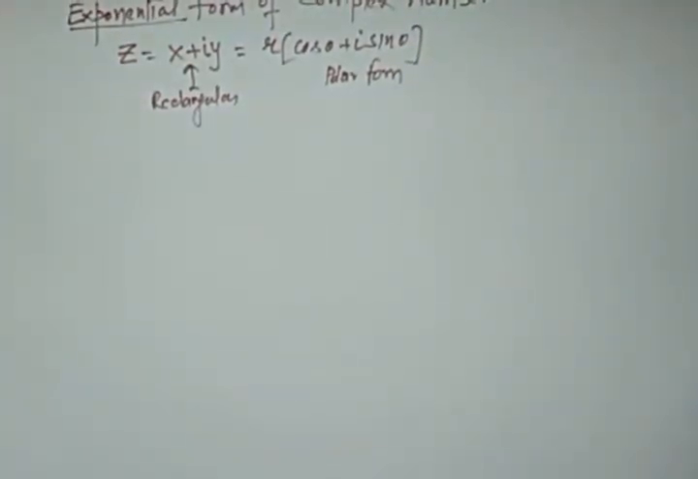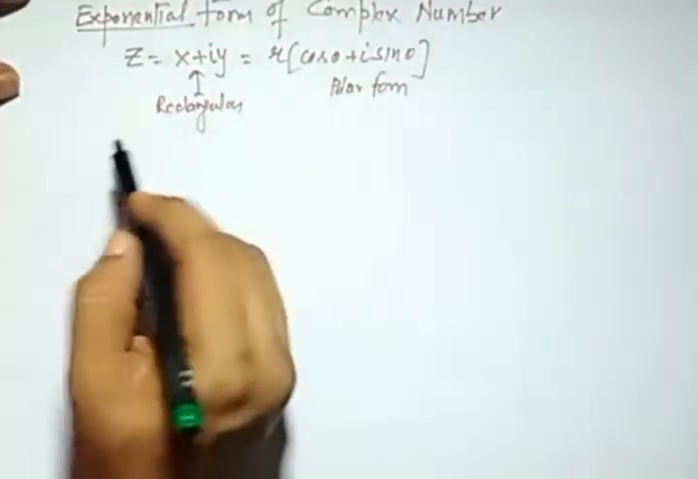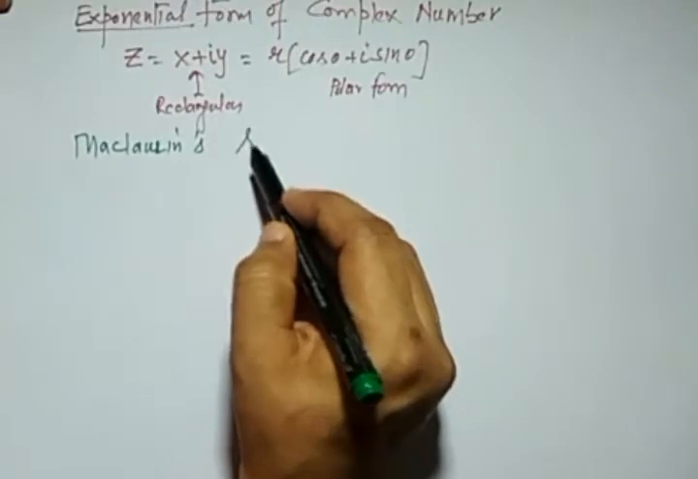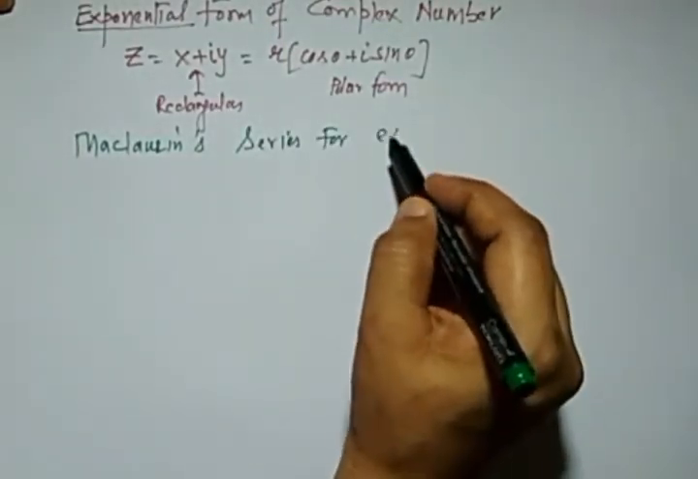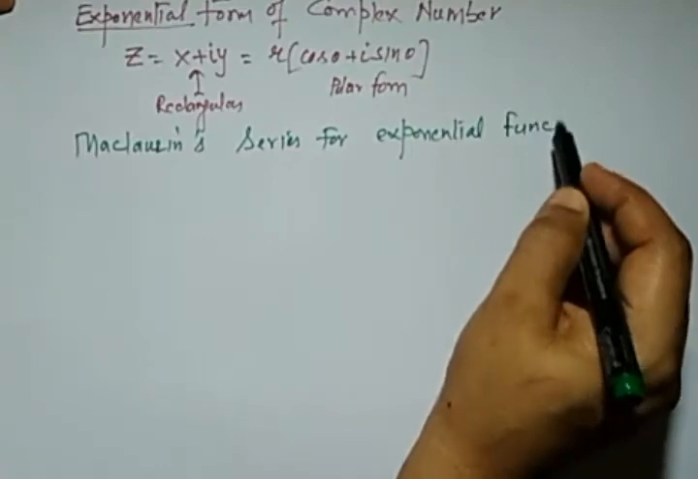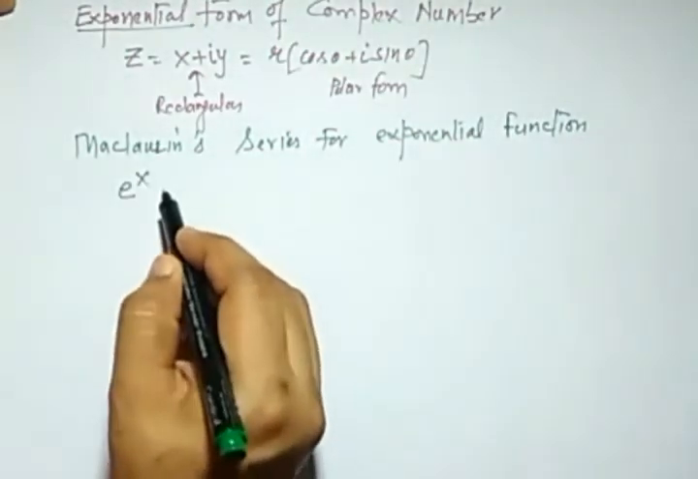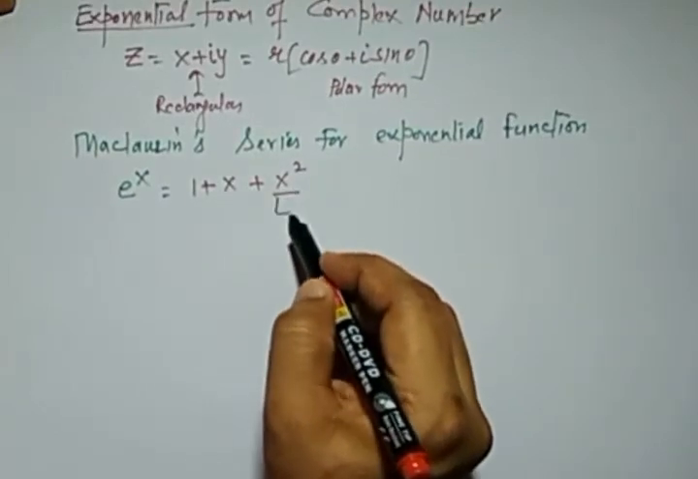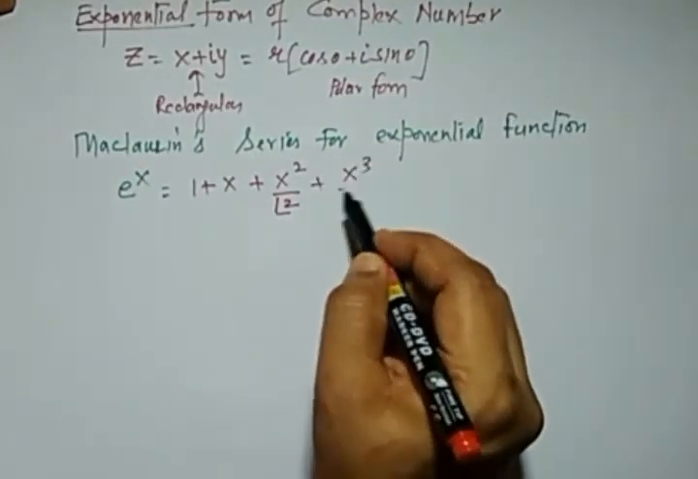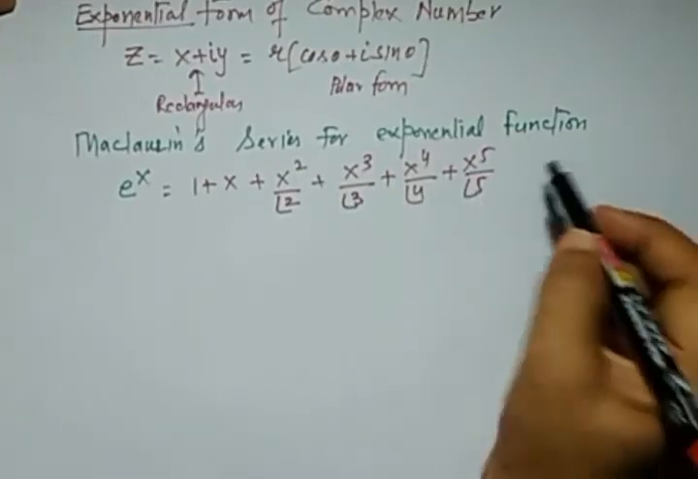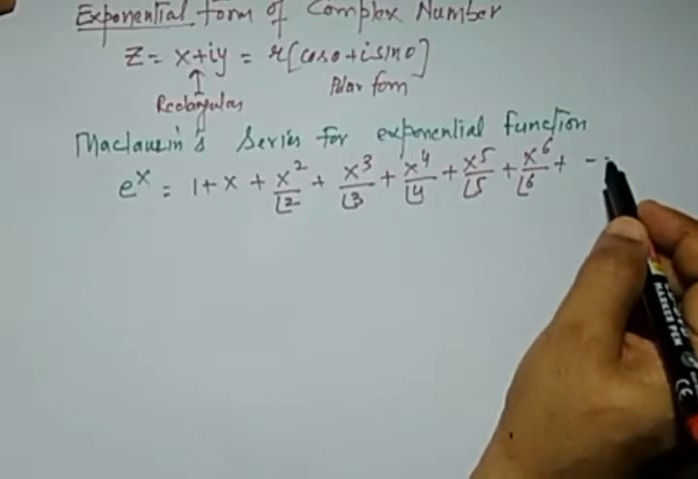So let us write the Maclaurin's series for the exponential function. e raised to power x is equal to 1 plus x plus x square upon factorial 2 plus x cube upon factorial 3 plus x4 upon factorial 4 plus x5 upon factorial 5 plus x6 upon factorial 6 and so on.